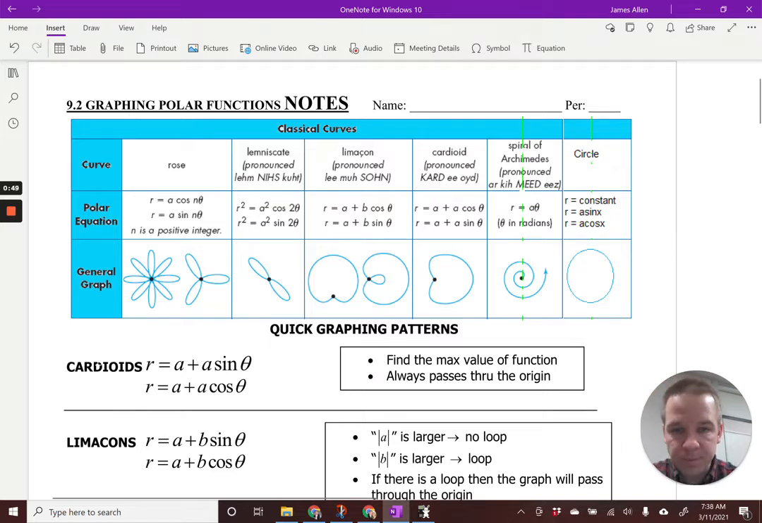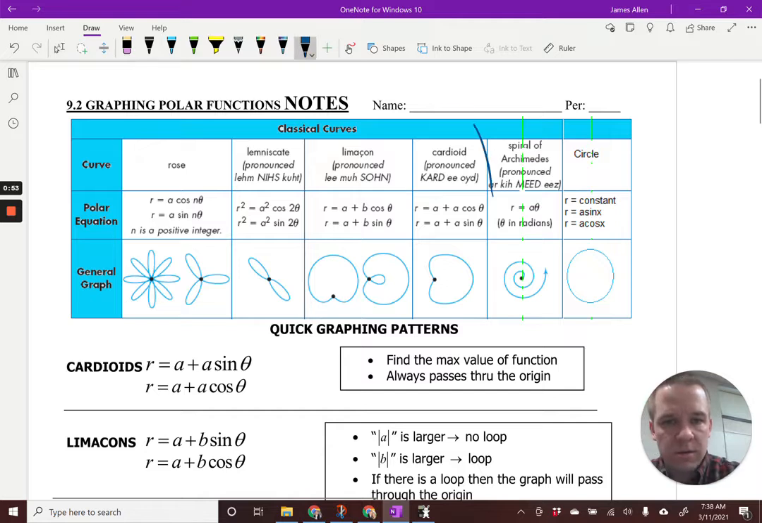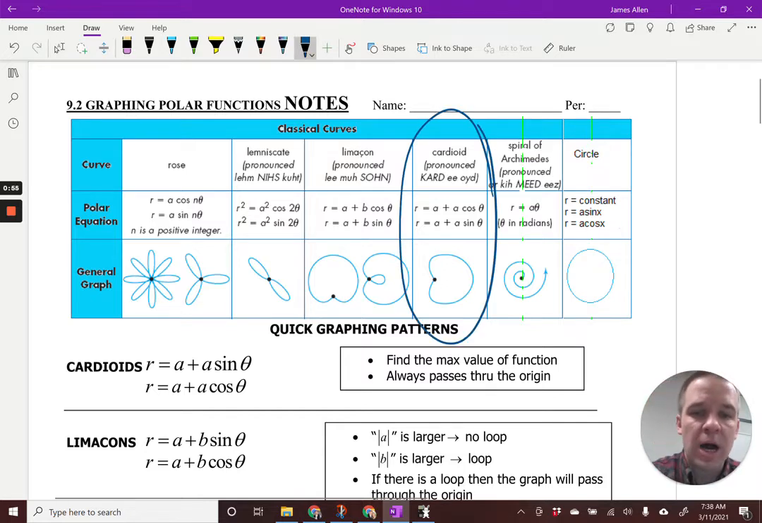So first off, here's my cardioid graph there. And what we have here is that we want to find the max value of that function. It also always passes through the origin, okay? Always passes through the origin. And you may notice here as well that we've got A and A, they're the same number, but when we get to the limaçons, then we've got two different variables, okay?